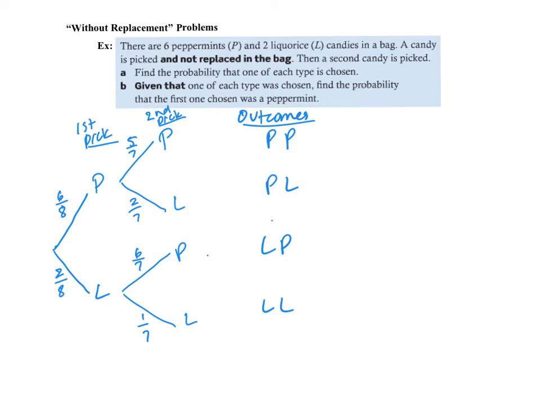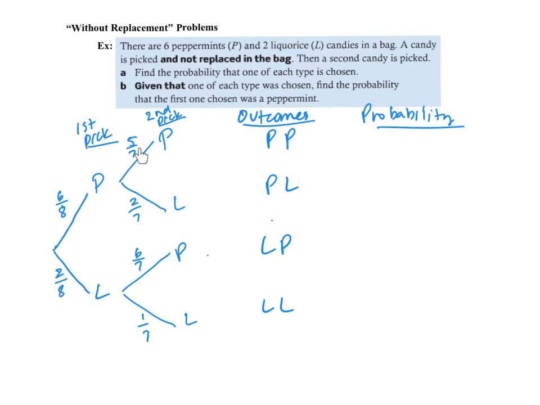Okay, for letter A, we're going to find the probability that one of each, oh, you know what, before we do that, let me erase that, I'm so sorry, I forgot. Let's go ahead and calculate all the possible probabilities.